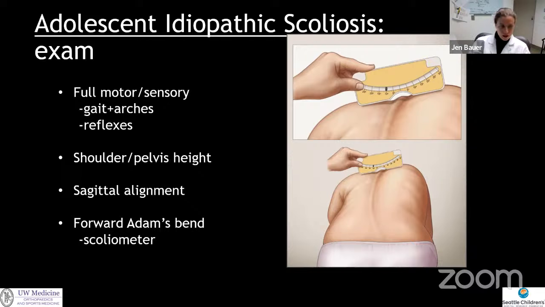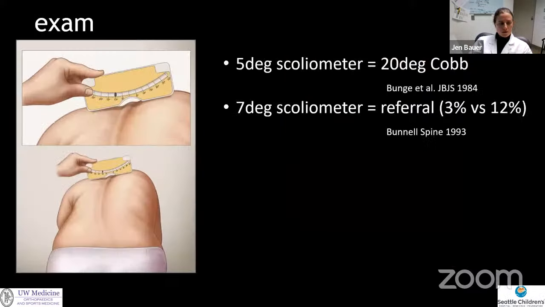And then here's the key, this Adams forward bend test. We have the patients bend over, just let their arms and head dangle down towards their toes and see where the asymmetry is on their back and if there is any. Sometimes you can be thrown off and there can be some asymmetry just in the rib cage, but you can use a scoliometer like this.